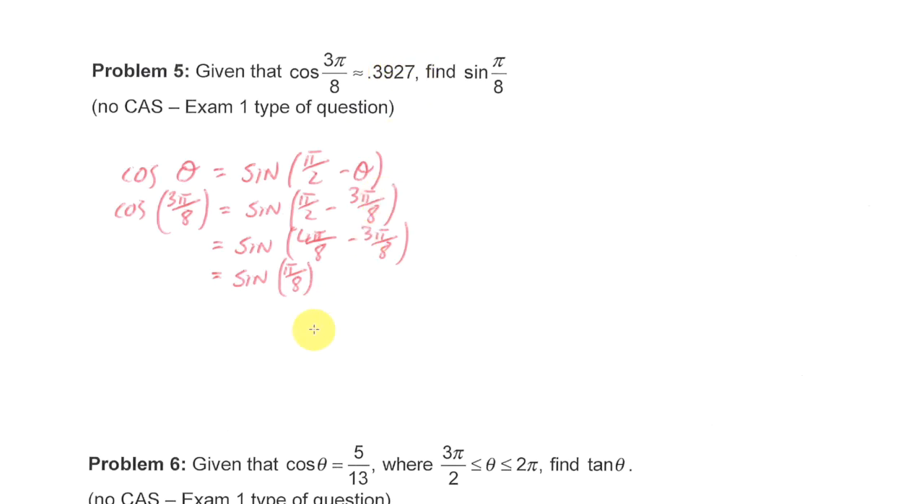So our answer for sine of pi on 8 is in fact 0.3927. To be a good set of working here, I should really write sine of pi on 8 approximately equals 0.3927. But what I've shown here is that cos of 3 pi on 8 is exactly the same as sine of pi on 8. But I should go on and answer the question and say that sine of pi on 8 is approximately equal to 0.3927, because that's what I had to do.